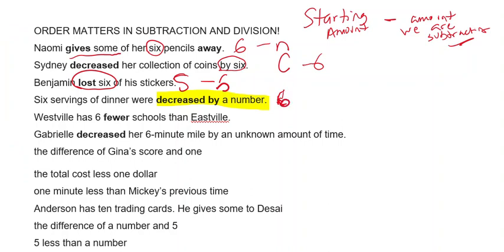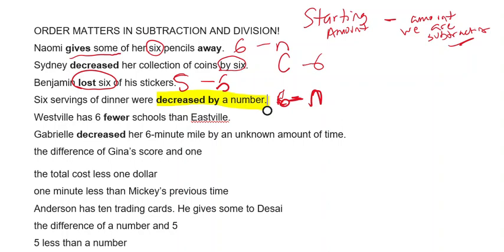Westville had 6 fewer schools than Eastville. Do we know the starting amount? No, but we do know that Westville is 6 fewer. So we start with some amount for Eastville and then subtract 6.